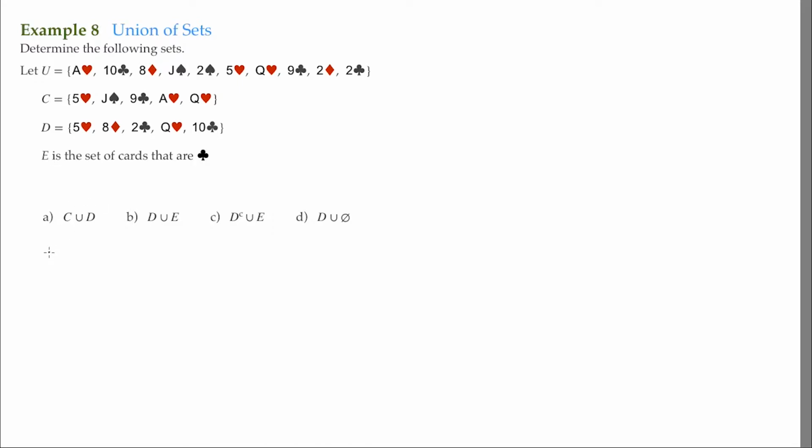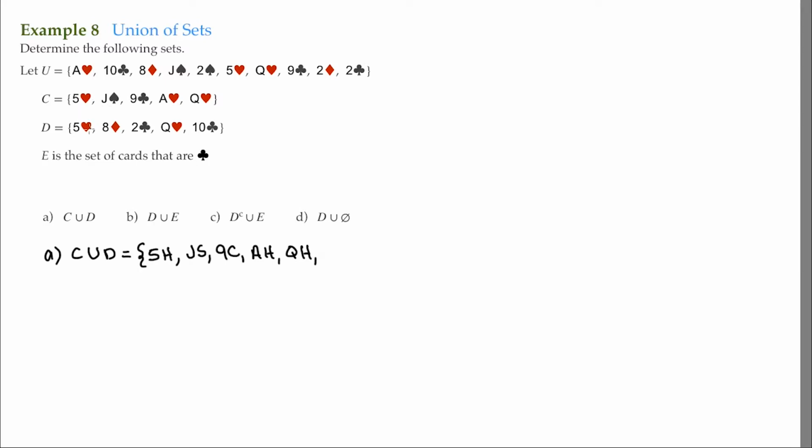So for letter A, we have, where does C union D? And the union looks like this little cup or this U shape. So I'm just going to go ahead and list everything in C. I think that's the easiest way to do it. So I'm just going to do the 5 of hearts. And again, I'm just going to put down an H rather than draw this graphic here. The Jack of spades, the 9 of clubs, and I'm just listing what's in C, the Ace of hearts, and then the Queen of hearts.